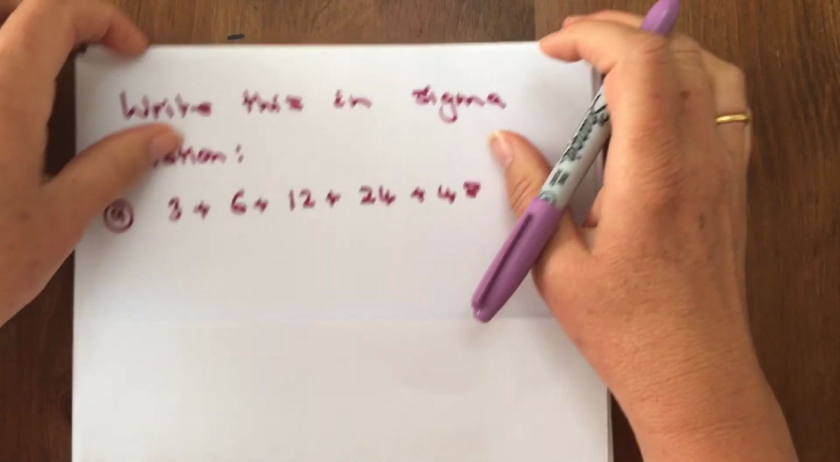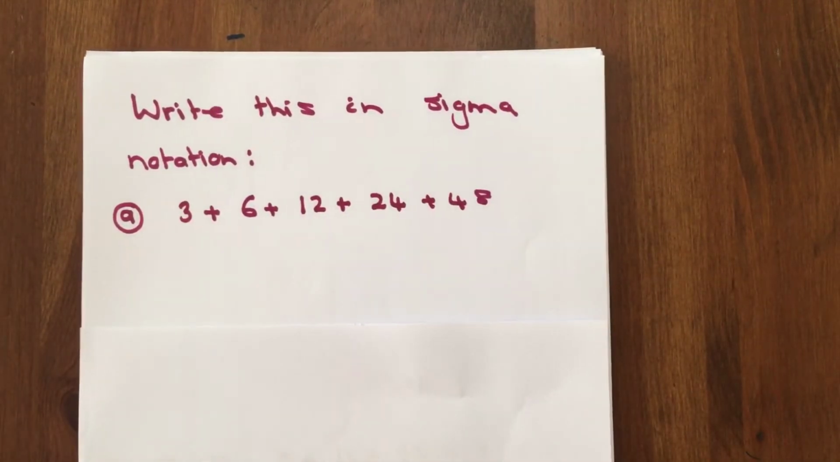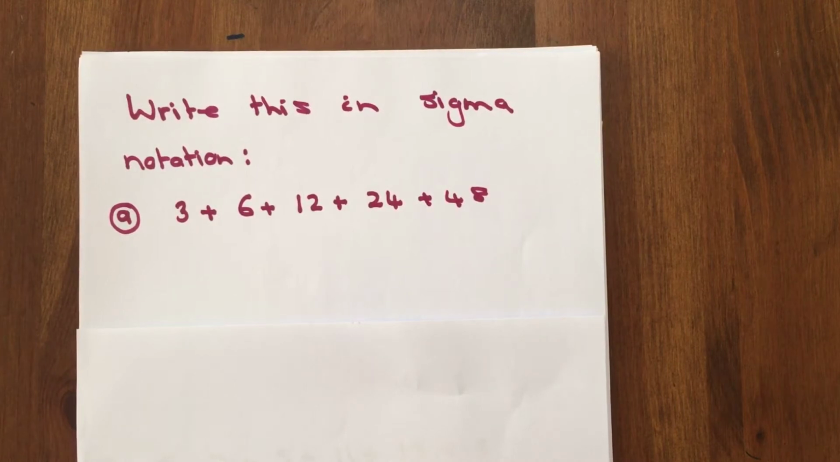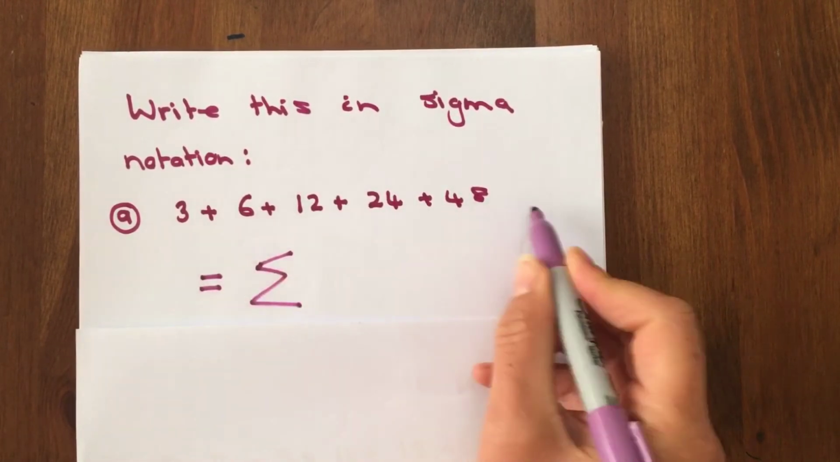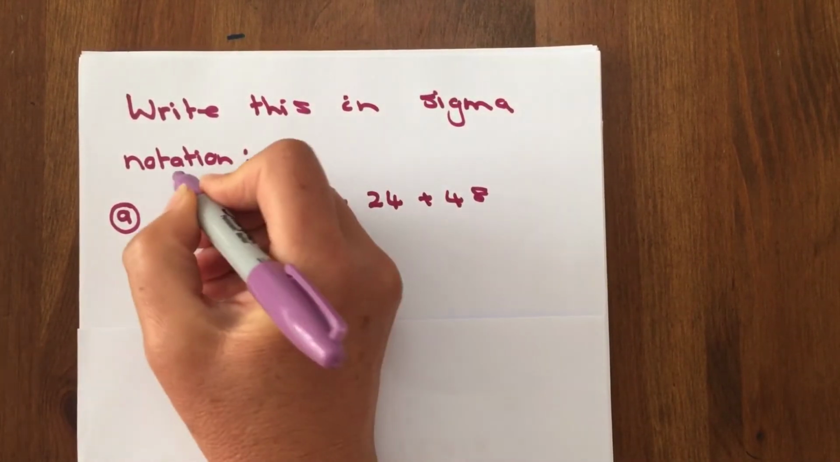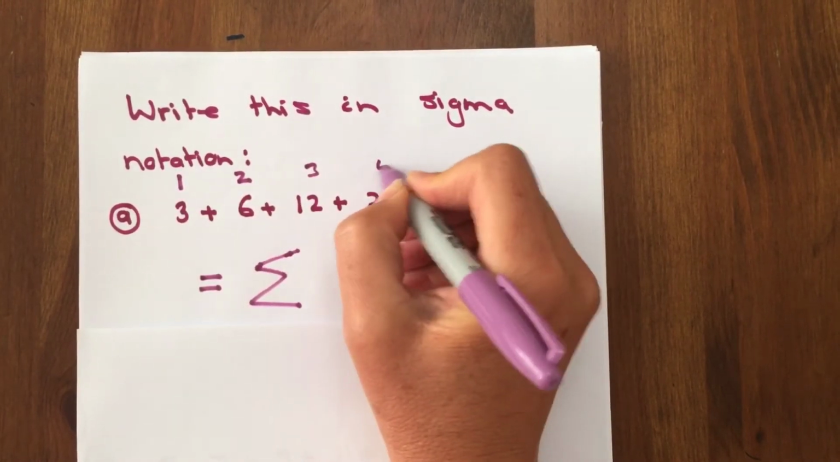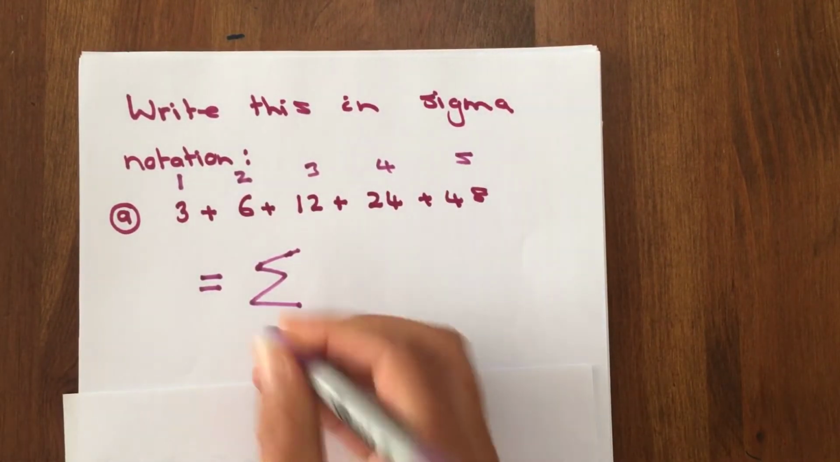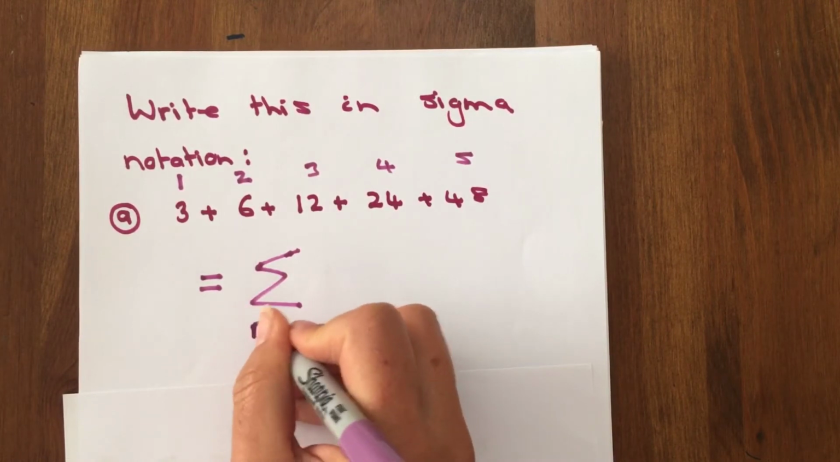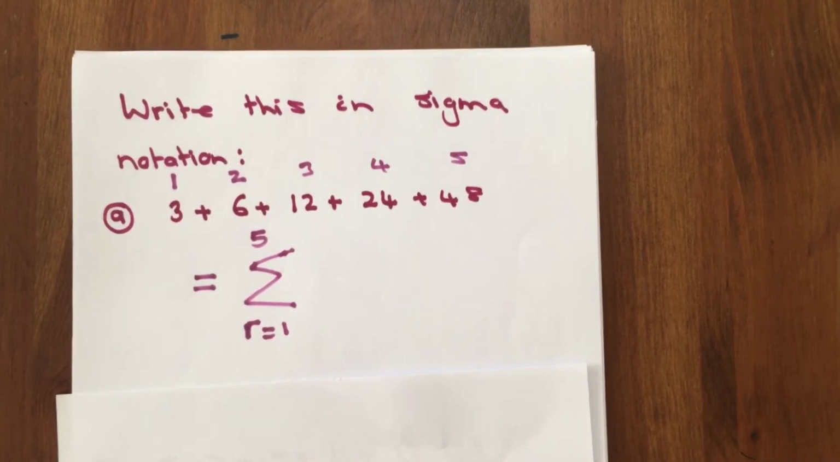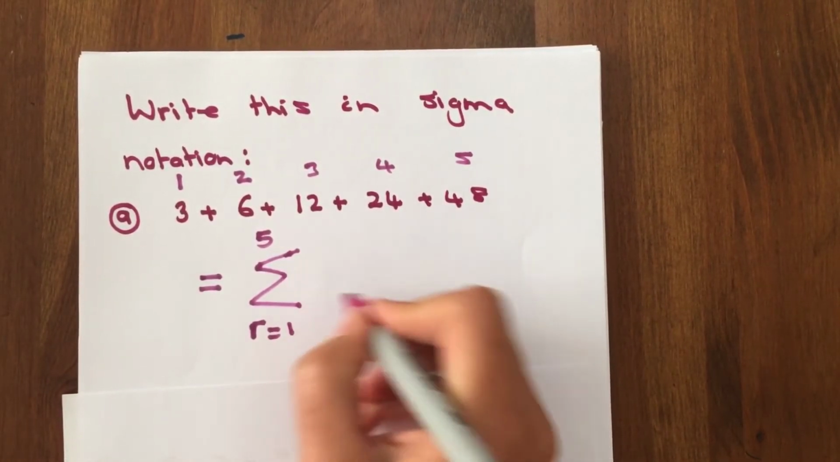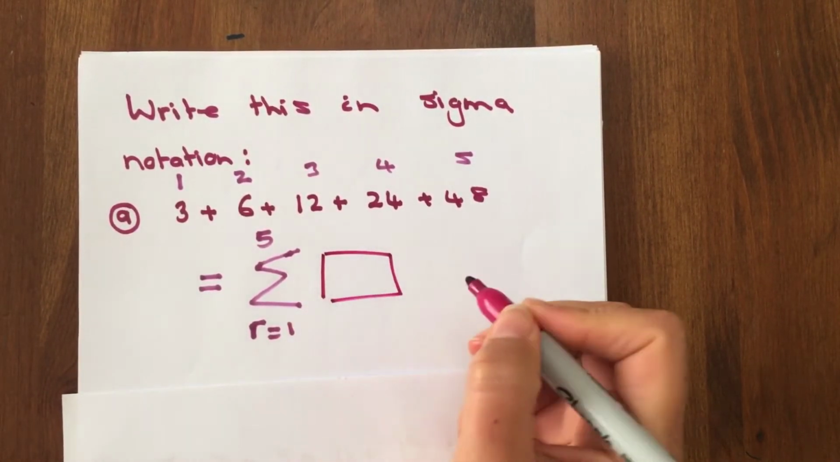Excuse me. We're going to write this one now. We're going to go the opposite way and write this into sigma notation. So I can see I am adding up. So it's the sum of, this is when r is 1, 2, 3, 4, 5. So I'm doing the sum of r equals 1 to 5. And I want to know what my formula is going to be. What am I going to write down for my formula in here?